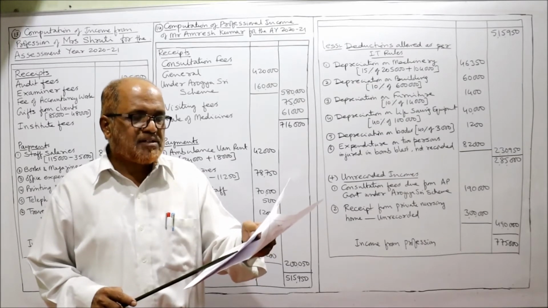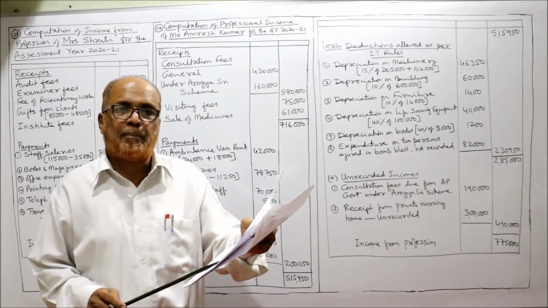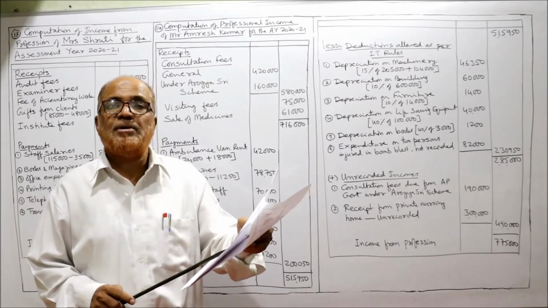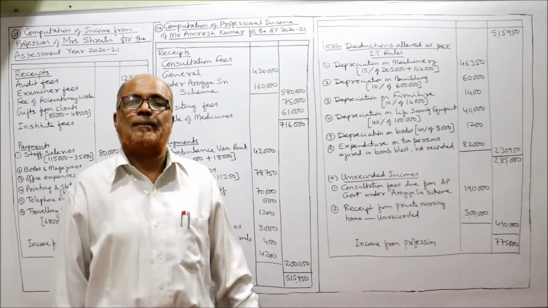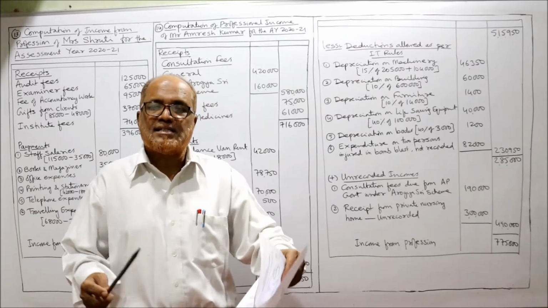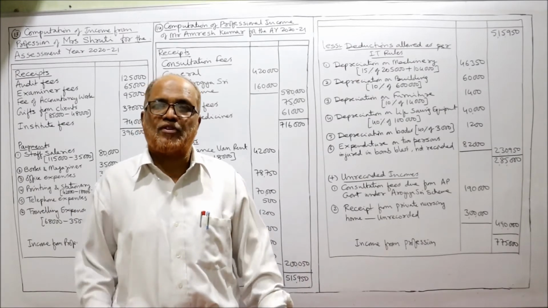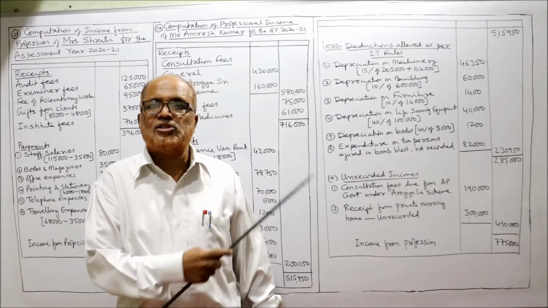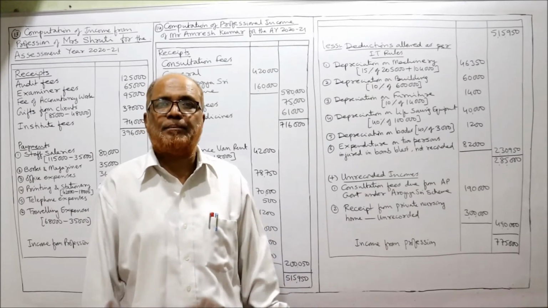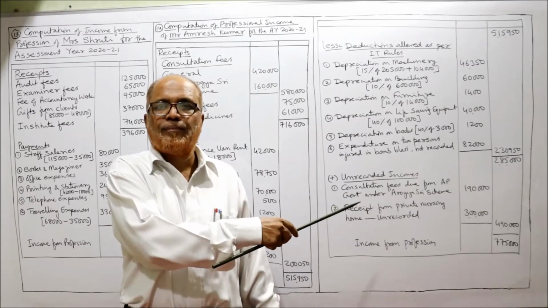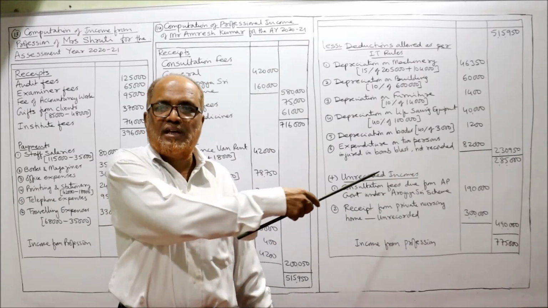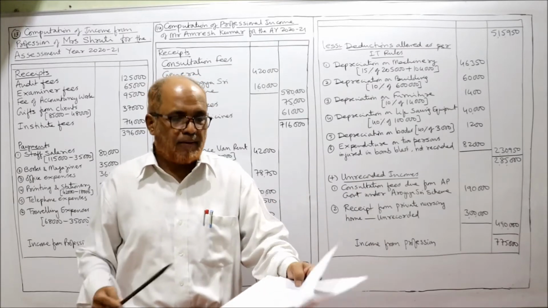Next, during the previous year he received 3 lakh rupees from a private nursing home and the same is not yet recorded. So he has received 3 lakh rupees as professional income, but that income is not recorded. Now we record it. We add this 3 lakh rupees to our income because it is taxable.